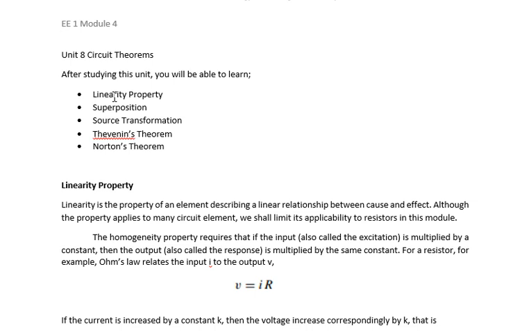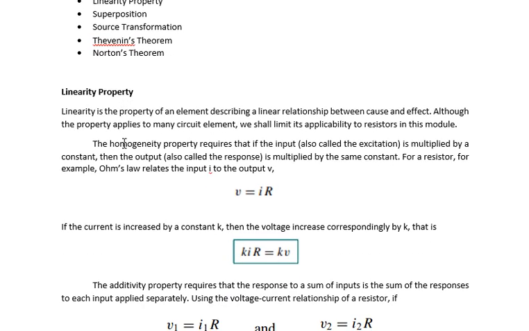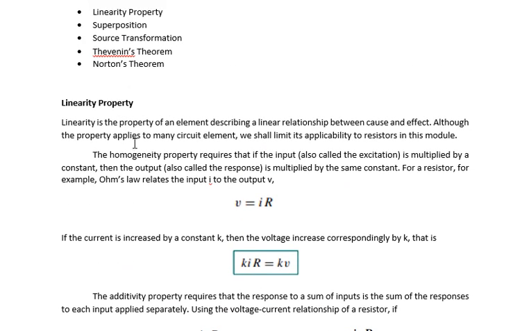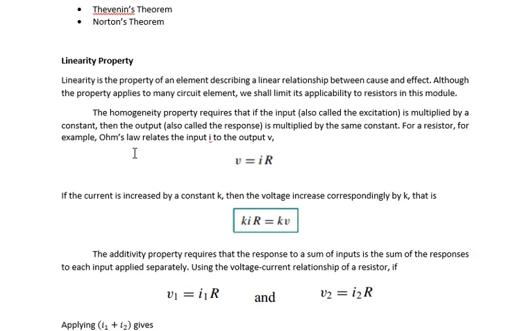So once again, we will be having here the linearity property, the superposition, the source transformation, the Thevenin's theorem and the Norton's theorem. Now, let's start with the linearity property. What do you mean by linearity property? I will not read it, but just give an overview.